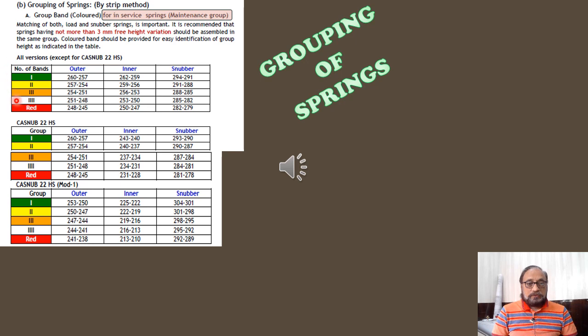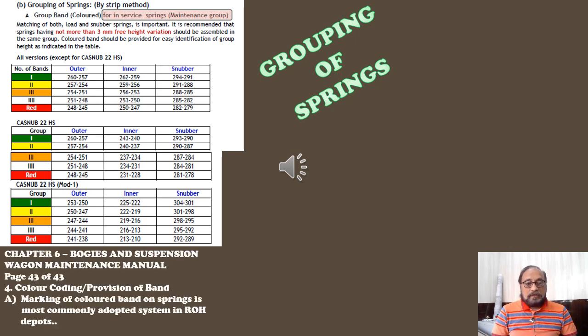So this table shows the range of springs and the marking of strip band for all versions of CASNUB. This is for HS and this is for HS modification number 1. So only the care is to be taken that while we assemble a nest, the springs should not have a free height difference of more than 3 mm. This is detailed in chapter 6 of revised Wagon maintenance manual.